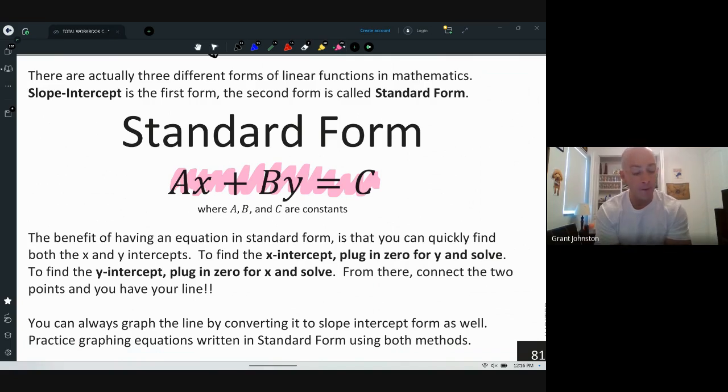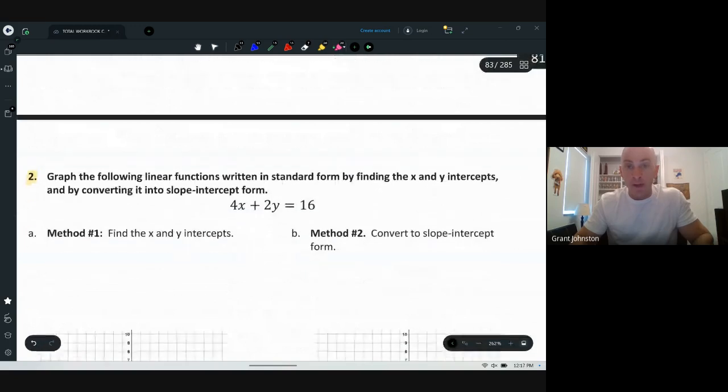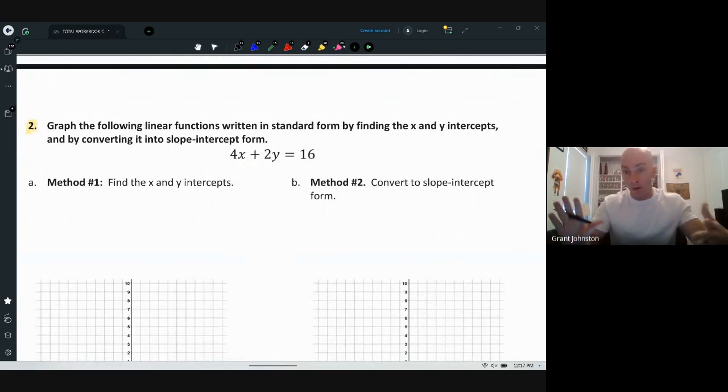So I'm going to read this little paragraph here. It says, the benefit of having an equation in standard form is that you can quickly find both the x and y intercepts. To find the x-intercept, plug in 0 for y and solve. To find the y-intercept, plug in 0 for x and solve. From there, connect the 2 points and you have your line. But you can always graph the line by converting into slope-intercept form as well. So we're going to practice graphing these functions written in standard form with both methods. Okay, so it's going to be totally up to you which method you use from here on out, but let me show you both methods.